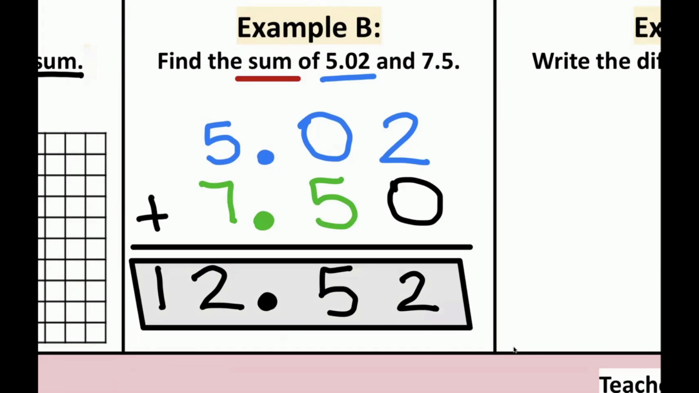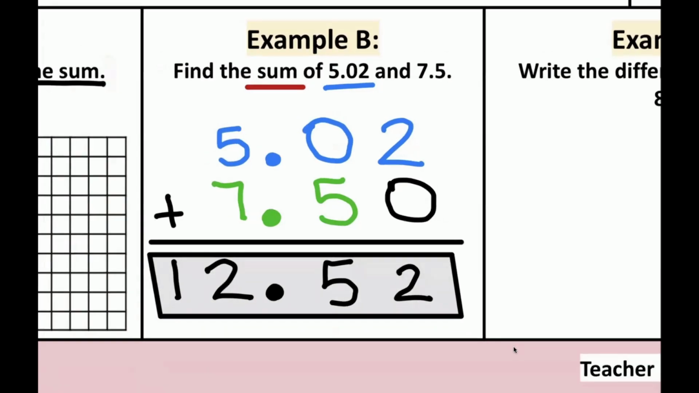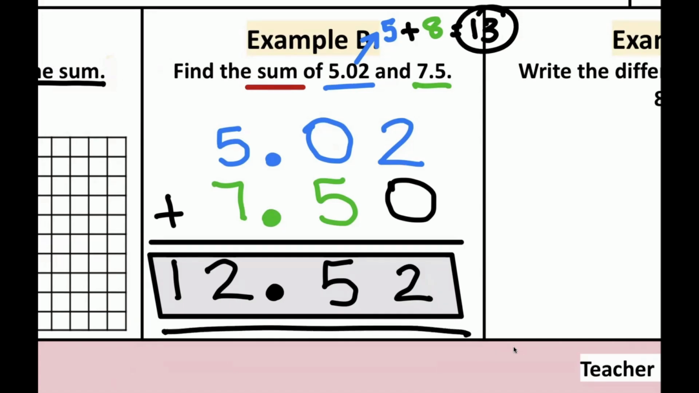We can use estimation to check our answer. So 5 and 2/100ths, I can round to 5, plus 7 and 5/10ths, I can round to 8, and 5 plus 8 is 13. So if I had $12.52, that is close to $13. So my estimation lets us know we're on the right track.